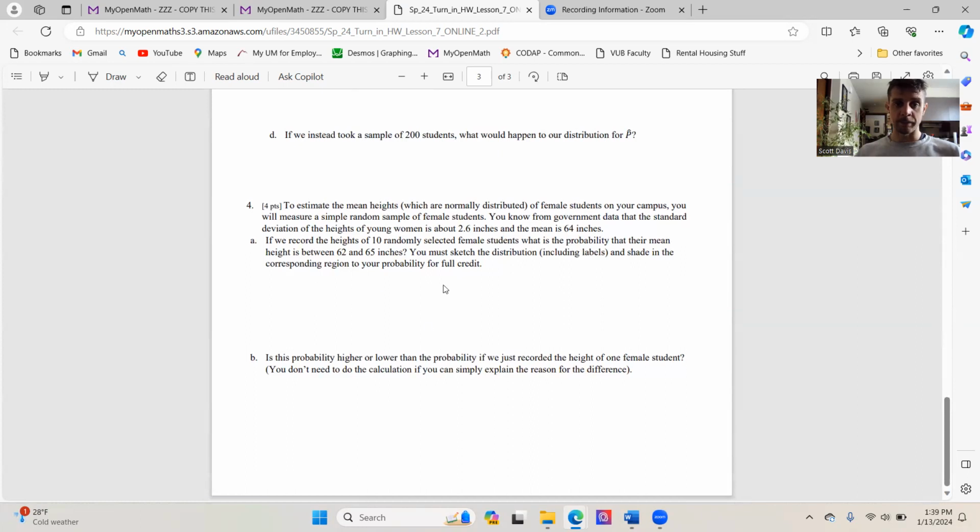And finally, find the probability if we took 10 randomly selected female students, their mean height is between 62 and 65 inches. And what happens if we instead just record the height of one female? You can either do the calculation to answer your question, or if you can explain it logically based on the differences between these distributions, that is also acceptable.